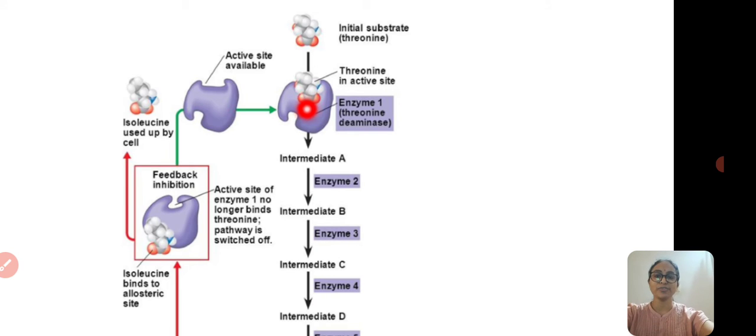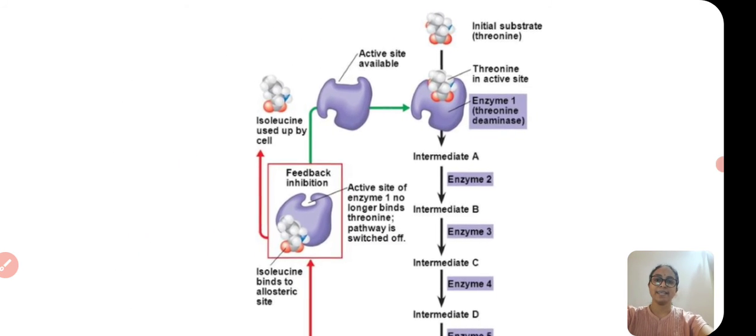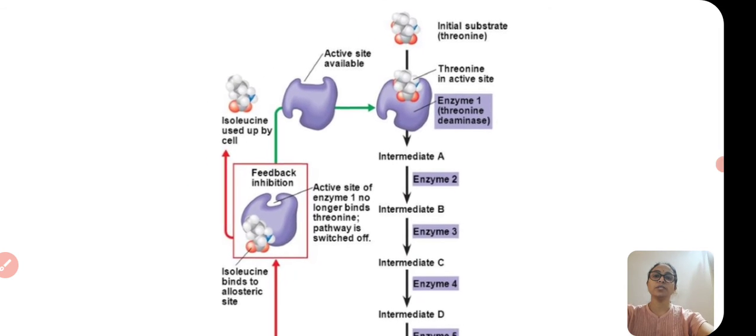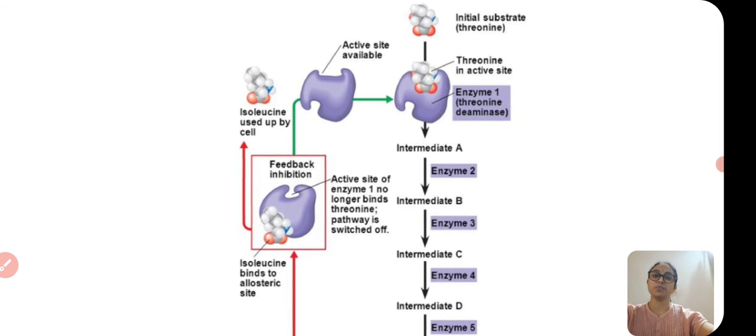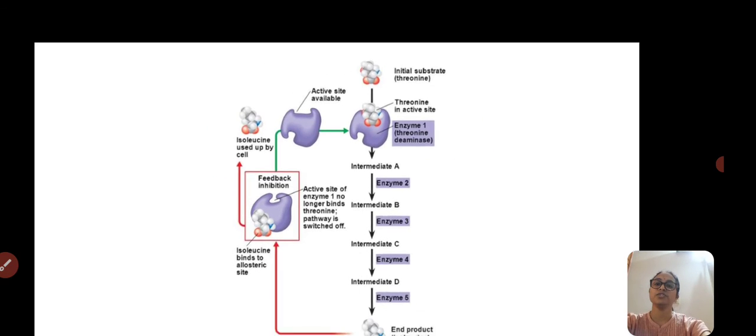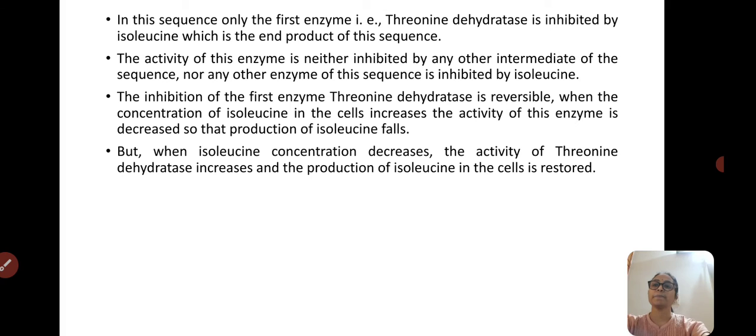It is a reversible reaction, and again the L-threonine will come and bind to the enzyme threonine deaminase, and the process sequence will continue to give the isoleucine once again. So this is how the enzyme regulation takes place. Enzyme regulation is studied in Escherichia coli.